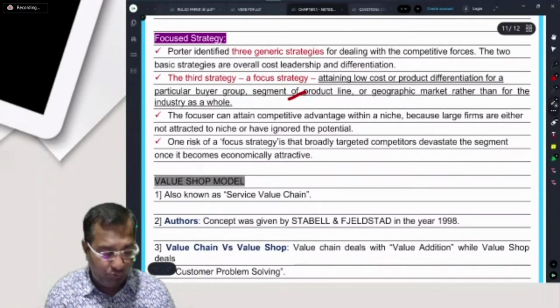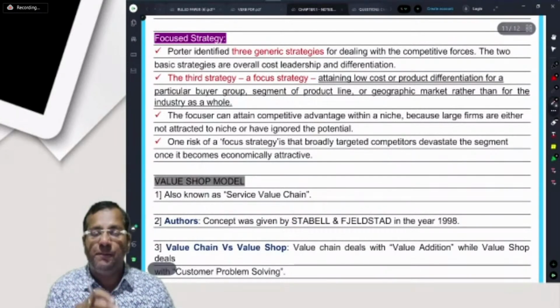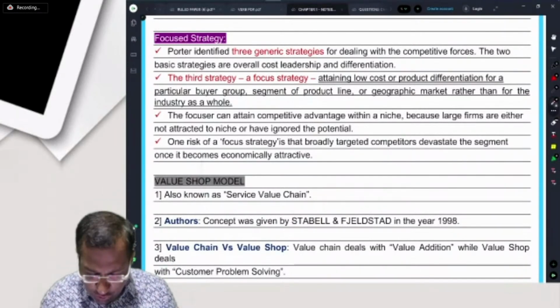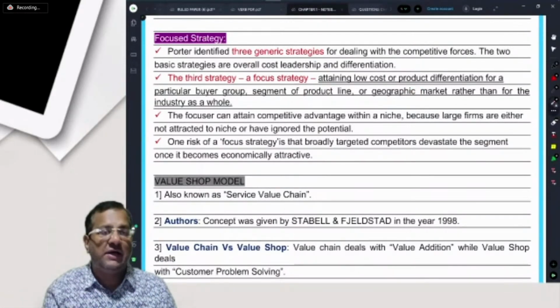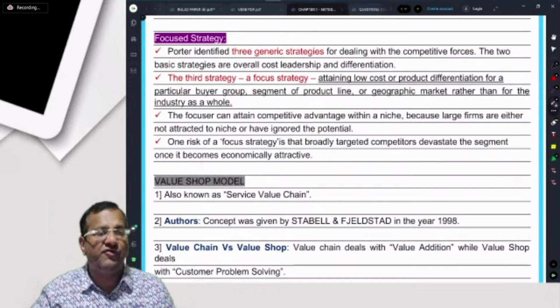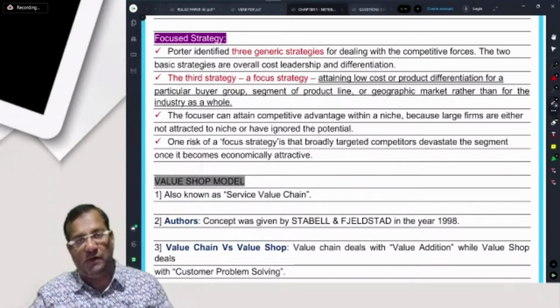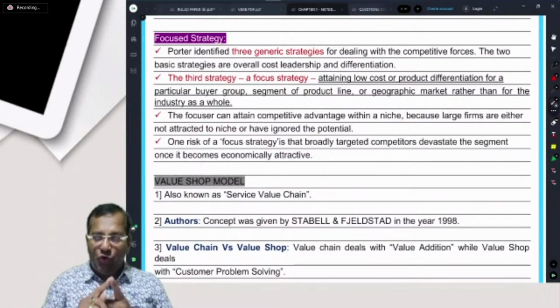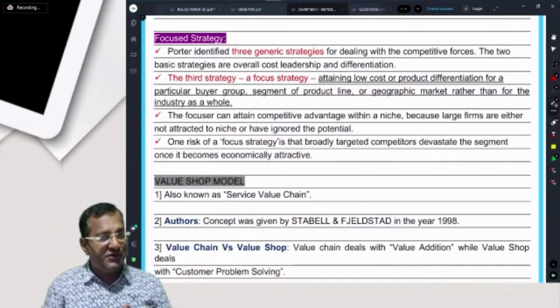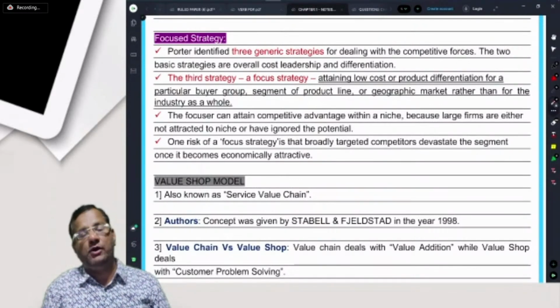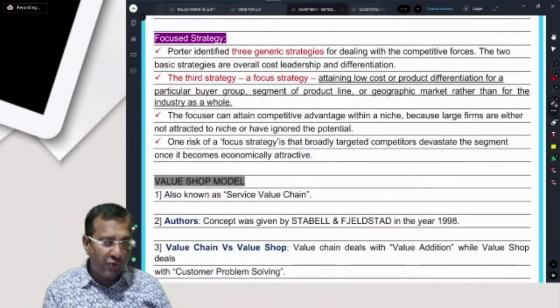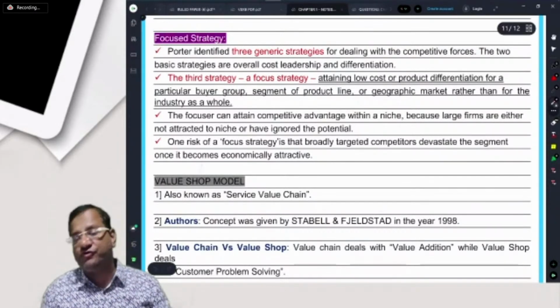Then I am following the focused strategy, focusing on a particular product line. Geographical market, area-wise market: I confine myself only and only to the clients available in the area of my city, that is Indore city. So it's a geographical market. So when I have the low cost advantage or the product differentiation confined to a particular group of buyers, or a particular product line, or a particular geographical market, it is said to be the focused strategy.